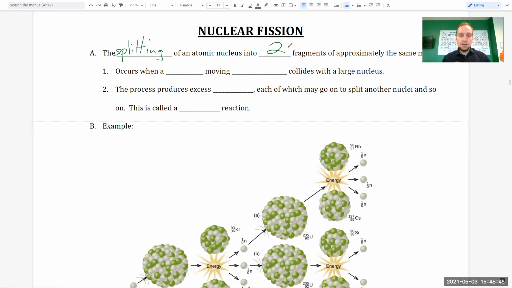So you're going to take a large nucleus, you're going to bombard it with a neutron, that'll break it apart, and then those will make two smaller atoms of about the same mass, also releasing more neutrons. Okay, so it occurs when a fast moving or rapidly moving neutron collides with a larger nucleus. The process produces excess neutrons, each of which would go on to split another nucleus, and then those would go on to split more nuclei, and this is called a chain reaction.